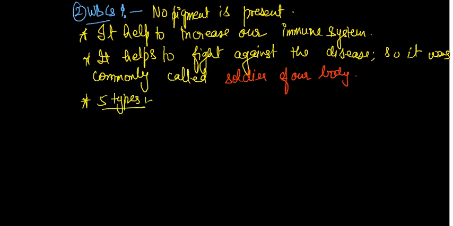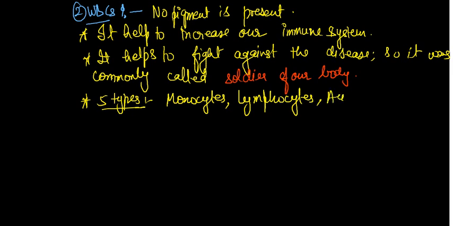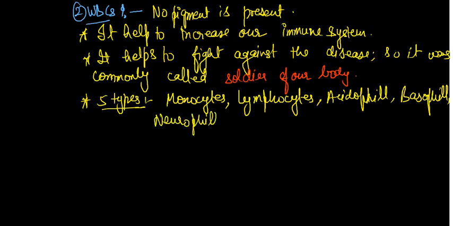You know some names, that is monocytes. Only one name, monocytes. Lymphocytes. Okay, acidophil, neutrophil, basophil. It is a type of monocyte, but you have to know acidophil, basophil, neutrophil. The type is not in the syllabus, but you have to know the birthplace is the same. Birthplace is bone marrow.